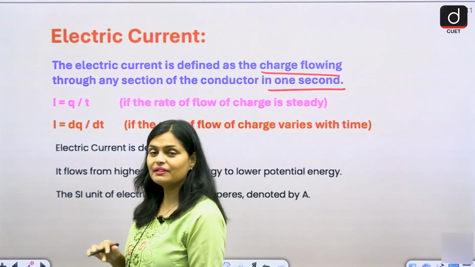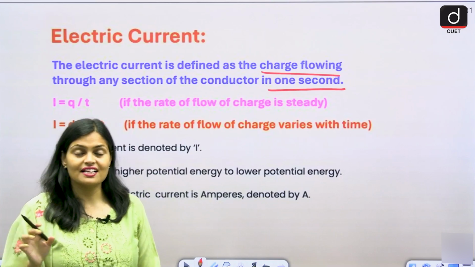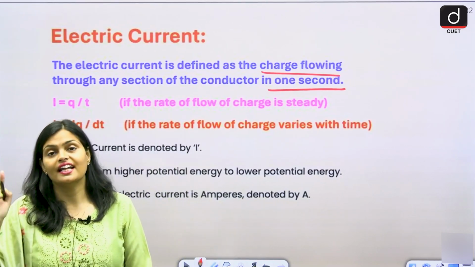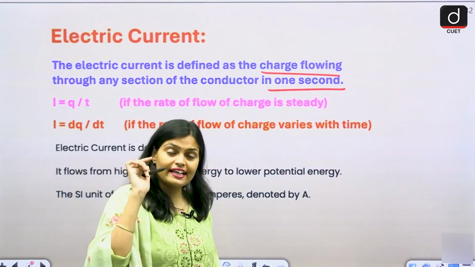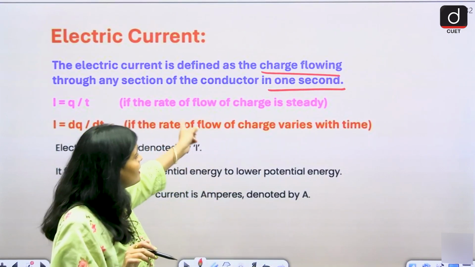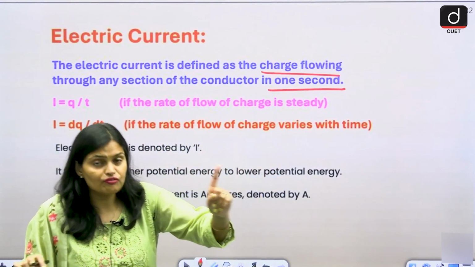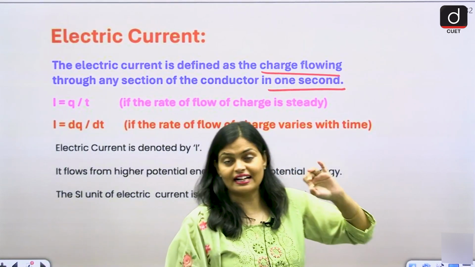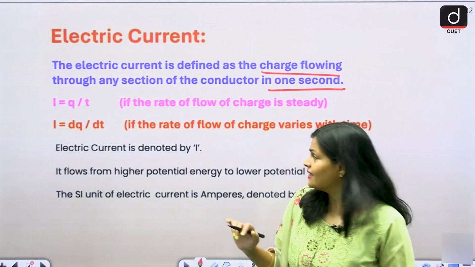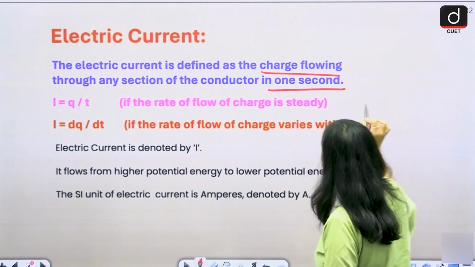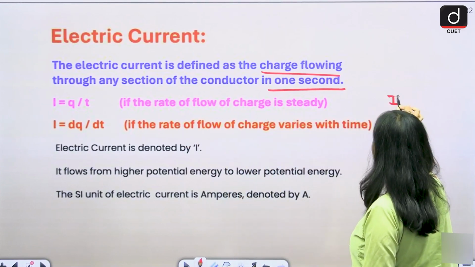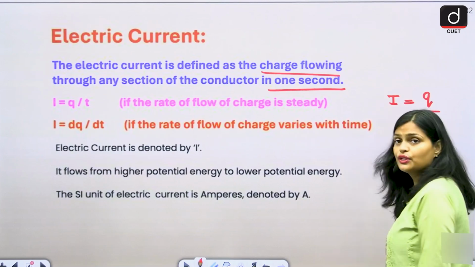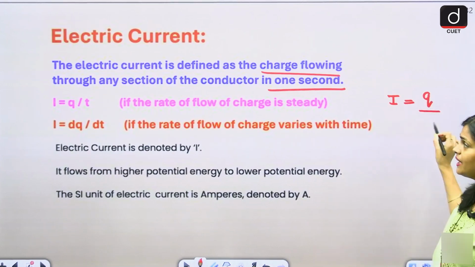So now what happened? Current is defined as the flow of charge in a conductor in 1 second. Like how much charge flowed in the conductor in 1 second, that will tell you the current, that will define the current. Okay, so current, the symbol is always I, and charge is represented by Q.